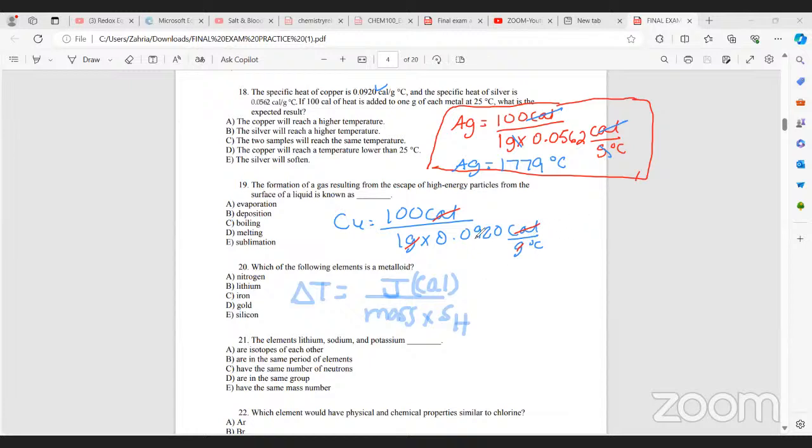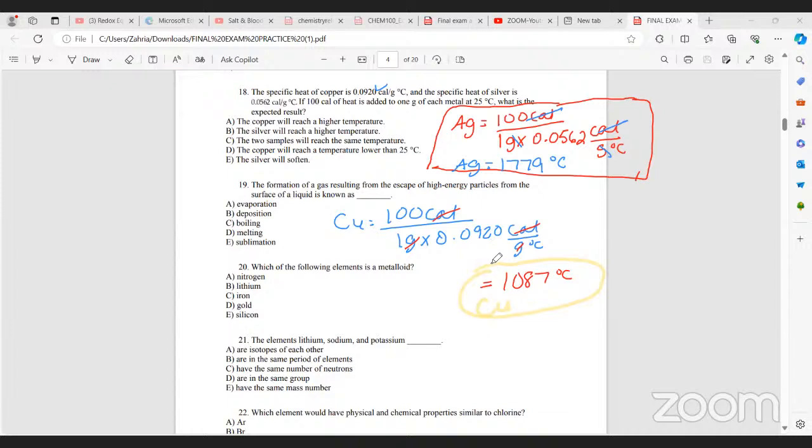So we're going to plug this into our calculator again. 100 divided by 0.0920, and this tells us 1,087 degrees Celsius. So if we go to our question, and we go to our answers, it says, what is the expected result? Is it A, the copper will reach a higher temperature? And this is copper's results right here. So I'm going to highlight that in yellow so you all can see it, okay? This is copper's number right here.